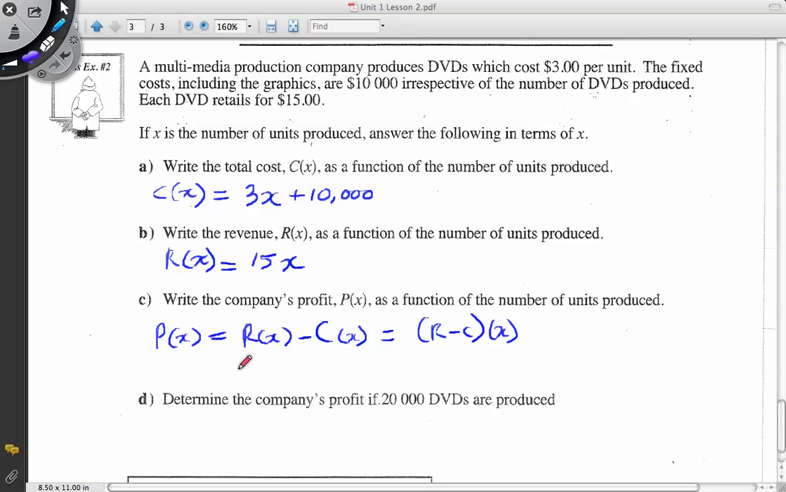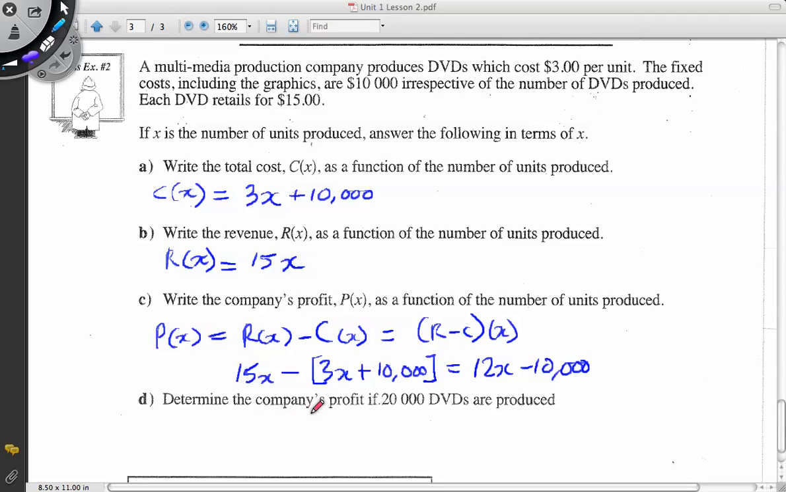So what does this look like? Well, basically revenue is 15x, and we've got to subtract the other function. With this negative, make sure everything goes in brackets when you're subtracting, because you have to subtract all of this, not just the 3x. So what does that look like? The answer would be 12x minus $10,000, or minus 10,000.